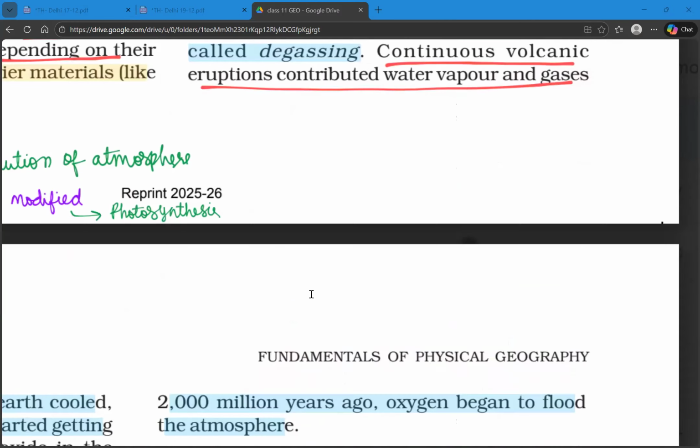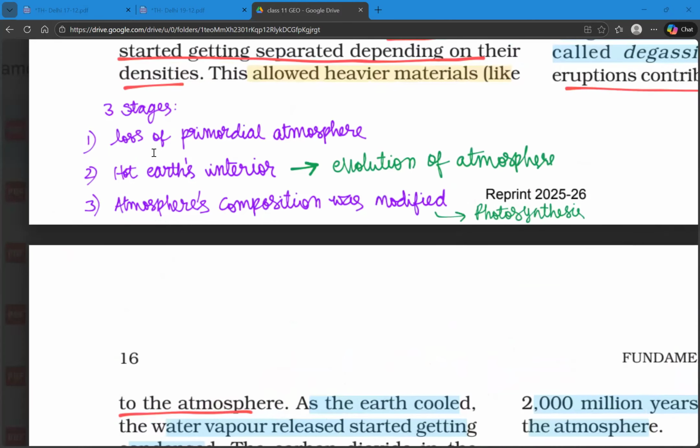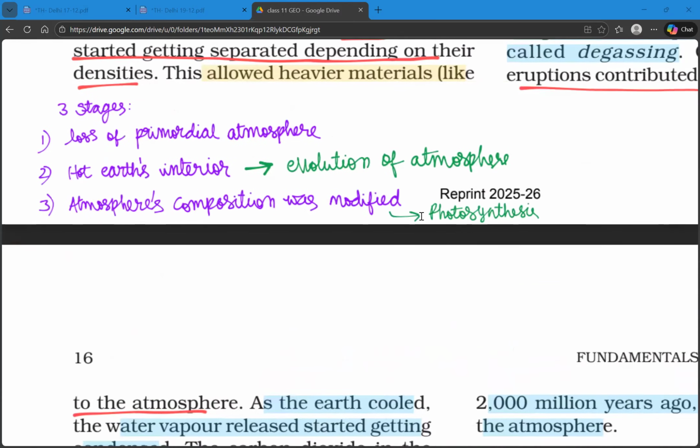So these are the three stages: loss of primordial atmosphere, the second one is through Earth's hot interior, which helped in the evolution of the atmosphere, and the third one is that the atmosphere's composition was modified through the process of photosynthesis.